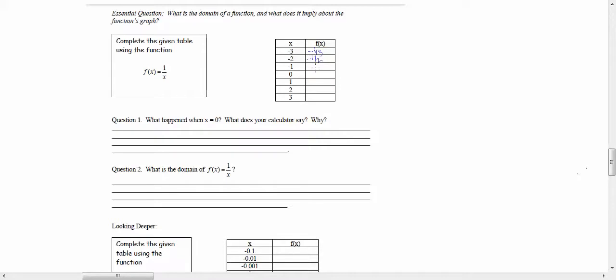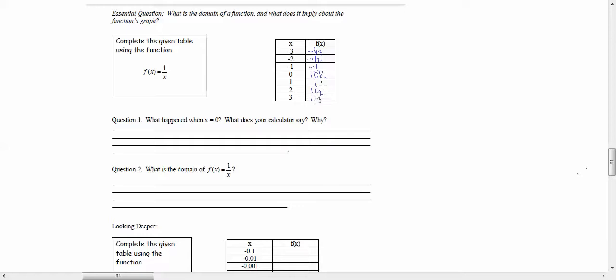If x is equal to negative 1, f of x is equal to negative 1, because 1 divided by negative 1 is still negative 1. If x is equal to 0, then what is 1 divided by 0? That's a problem. I don't know. IDK. If x is equal to 1, then f of x is equal to 1. If x is equal to 2, then we got 1/2, and then we got 1/3 over here.